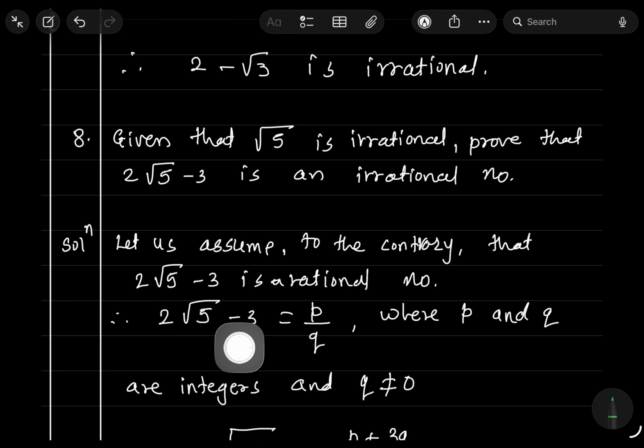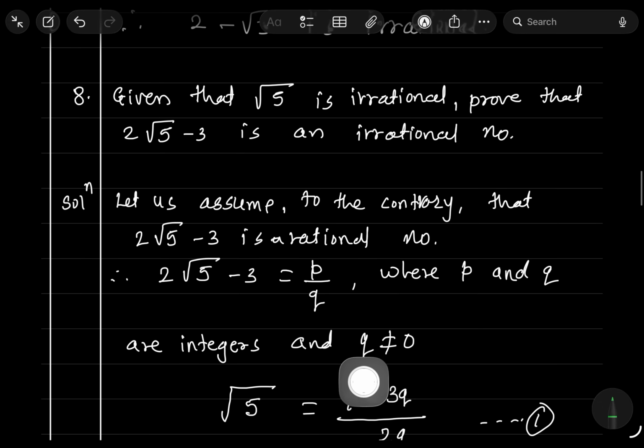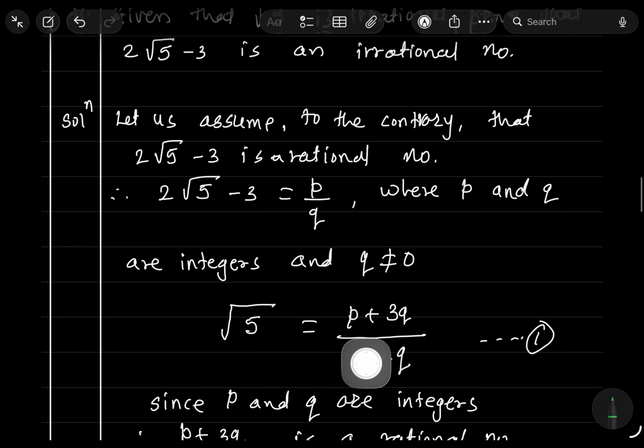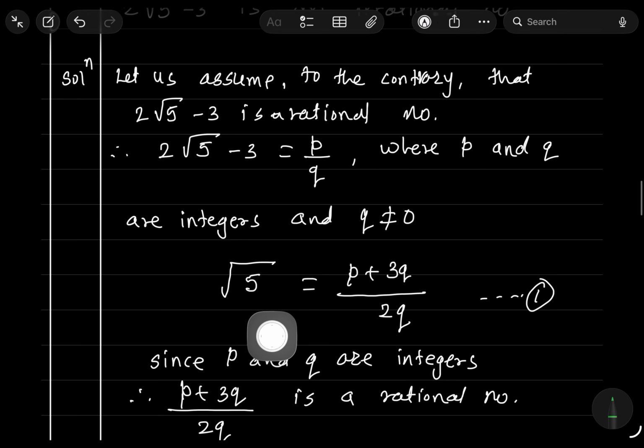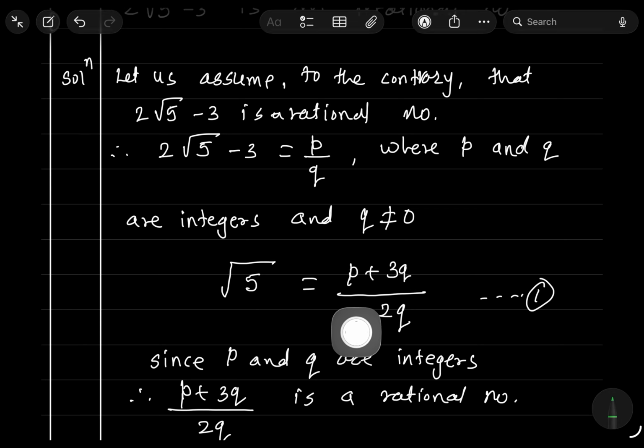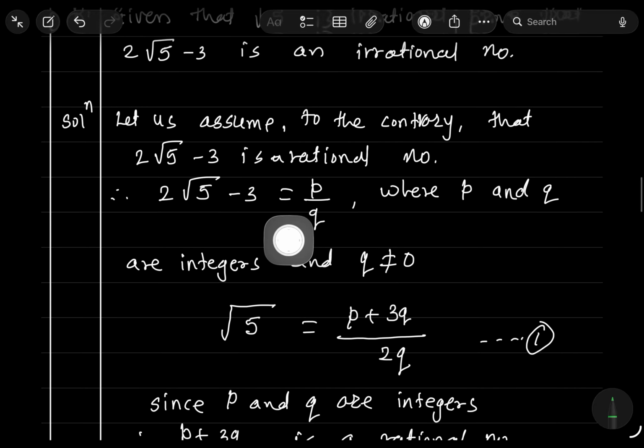2 root 5 minus 3 equal to p upon q, where p and q are integers and q not equal to 0, because q is in the denominator. If you put 0, infinity answer will come. Then here, this we have to solve. 2 root 5 minus 3 equal to p upon q.